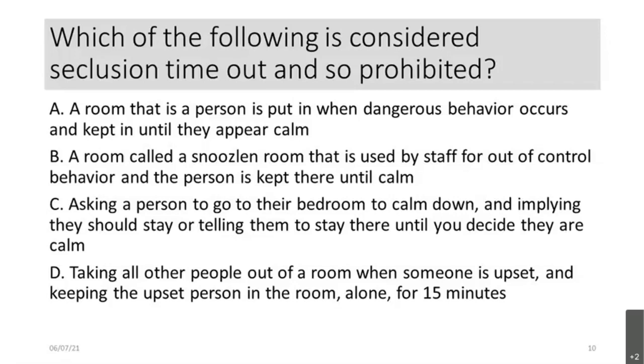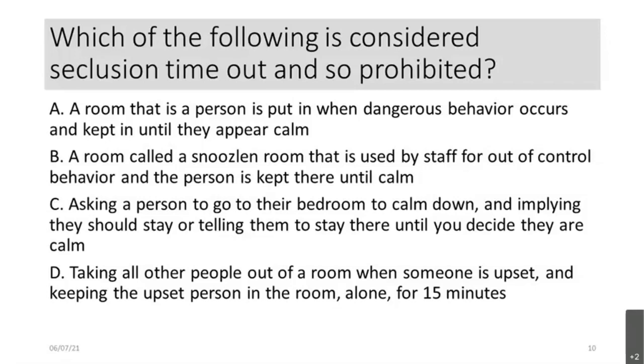It doesn't really matter what you call it. You can call it, as in this example, a snoozlin room, and B, you can call it a calm room, a safe room, a zen room, a chill room, a bedroom. It really doesn't matter the word that you choose to refer to the room. What matters is what you do with it. So if you have a room that you make people go to and you make them stay there until they're calm, which means they can't choose to leave and they're alone inside the room, that is exclusion timeout.